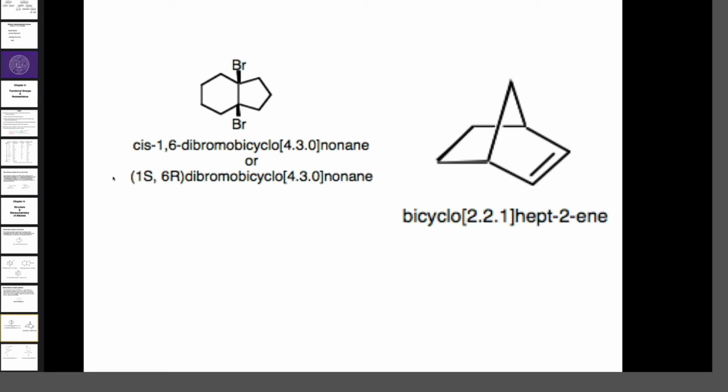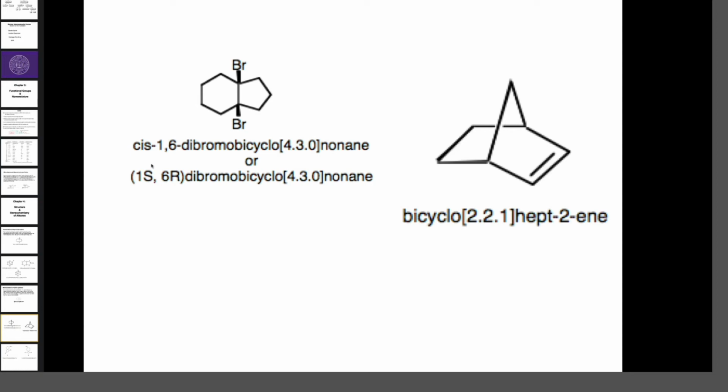And once we get through that chapter, then actually we will no longer use cis or trans. We'll always use R and S when we're going to give our absolute descriptors of these configurations on these atoms for these molecules, for naming them. So there's your full name. Cis-1,6-dibromobicyclo 4-3-0, no name.